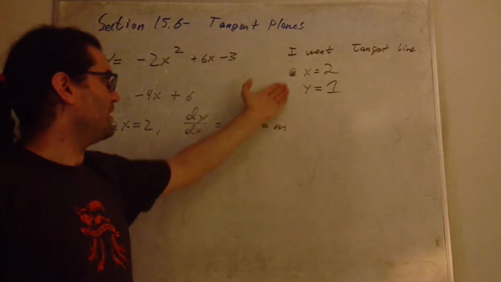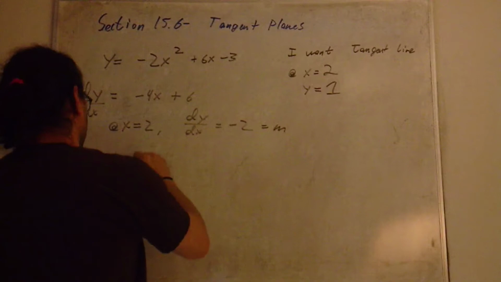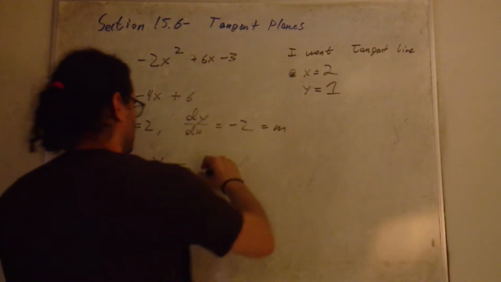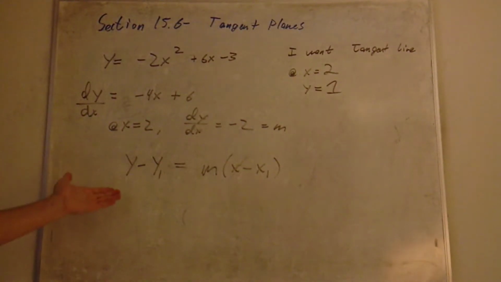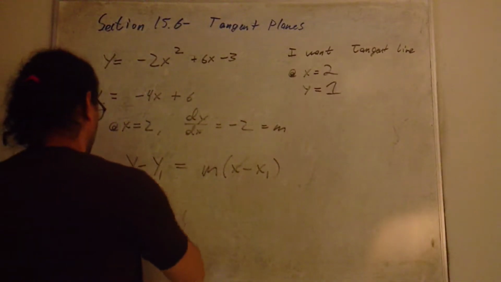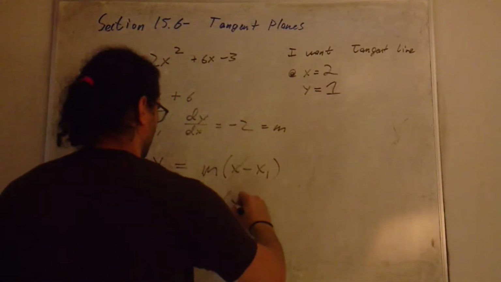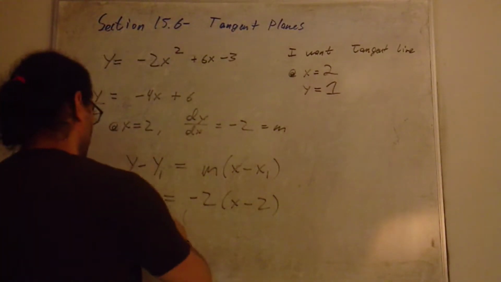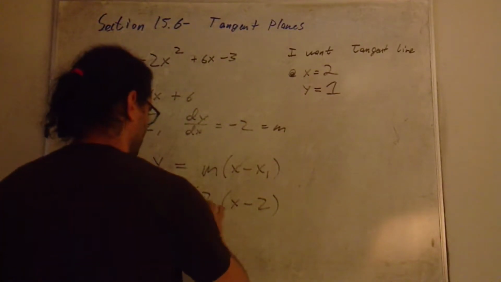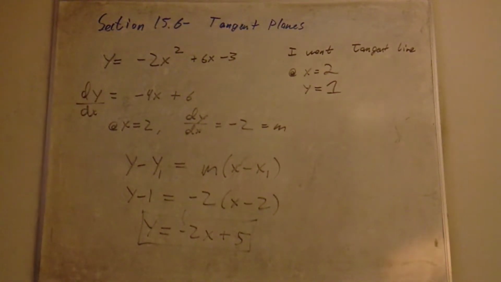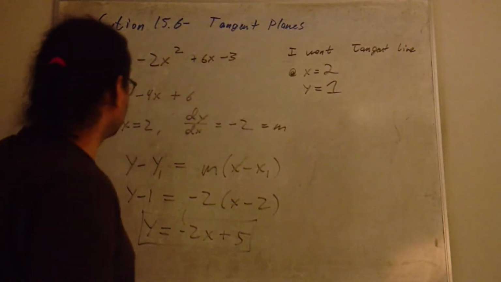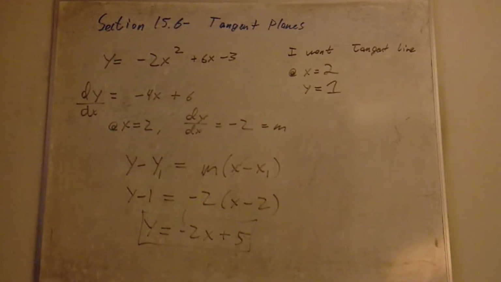I have a slope now, I have a point. I can use our handy dandy y minus y1 equals m times x minus x1. This is point slope form. This will give me the equation of a line. y minus 1 equals negative 2 times x minus 2. So y equals negative 2x plus 5, I think. Great. That's it. So this is us finding a point, finding a slope, plugging them into the equation, getting the line.